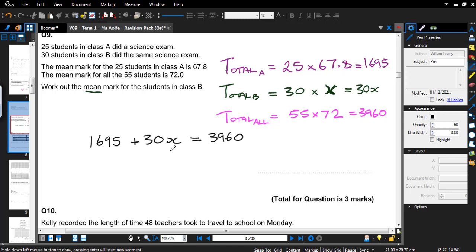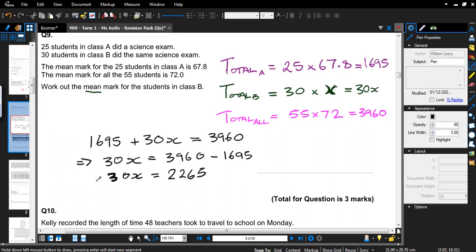So how are we going to get the average for the men? We're just going to solve for x. That implies 30x equals 3960 minus 1695. Well, that minus 1700 would be 2260, but we're doing 5 less, so it should be 2265. And so 30x equals that. So you just divide by 30 to get your answer.